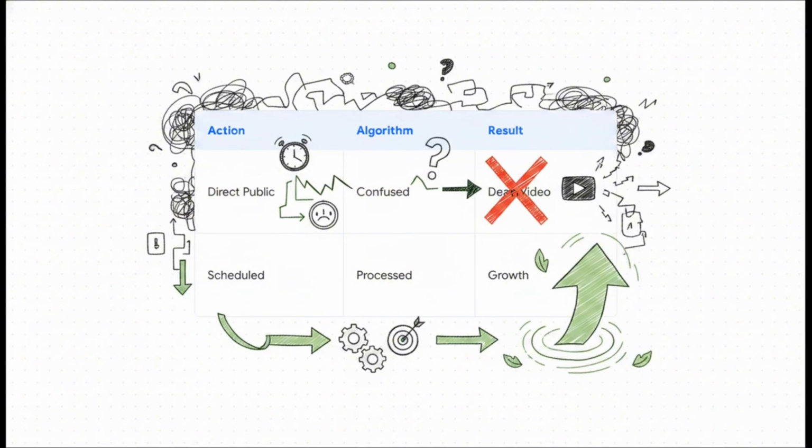sadly, your video dies. But when you schedule, the algorithm is fully processed, the targeting becomes precise, the right people click, and that tells the system, hey, this video is great. That leads to a natural, sustained push and real channel growth. You are literally saving your video from a premature death just by waiting.